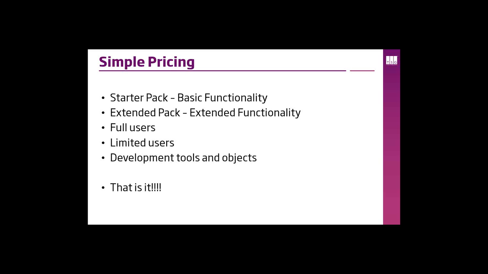The first section is what we're going to refer to as the starter pack, and the starter pack gives you the basic functionality. Sales, purchase, nominal, invoicing, stock, SOP, POP are basically what's included inside the starter pack. The extended pack gives you extended functionality, and then we have 2 forms of users. We have full users and limited users, and then the very last part of it is what we're going to call the development tools and objects, which is where the bespoke is written that we write for you and where certain of you develop your own software. That's it. It's basically a much simplified price list and makes it much easier for all of us to understand and give you pricing back quickly.